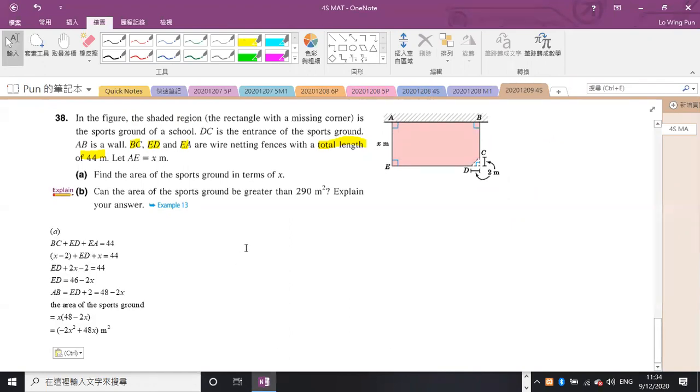Can you get this? 好啦，跟住又係問你呢樣嘢喎。Can the area of the sports ground be greater than 290 meters square?